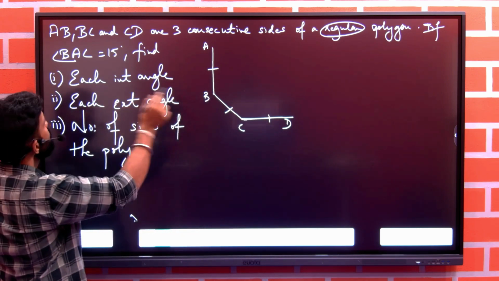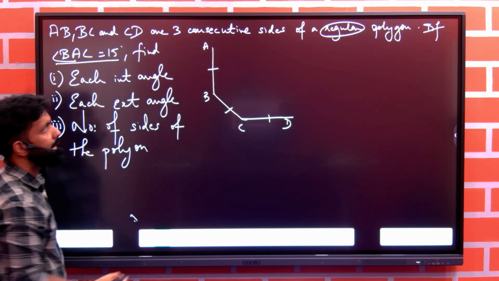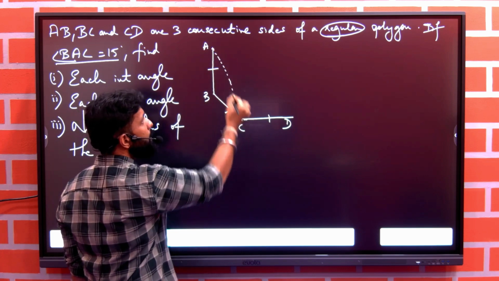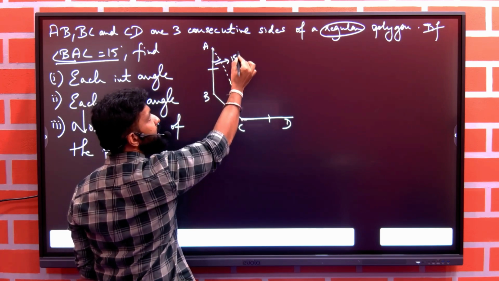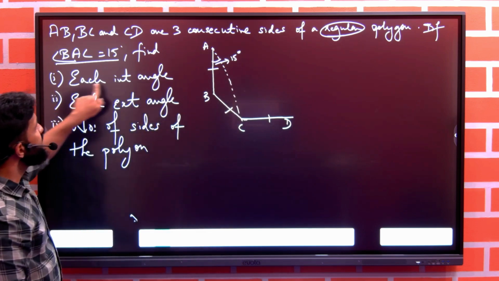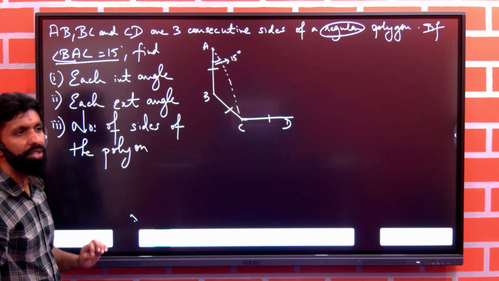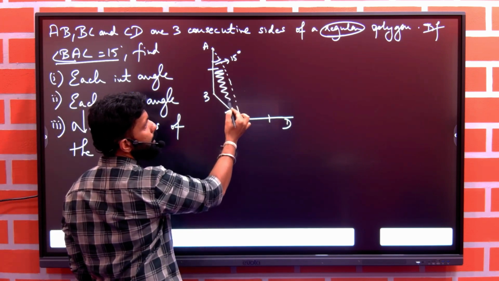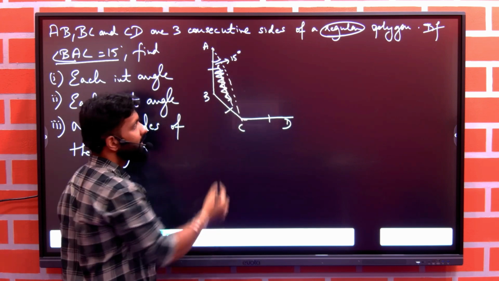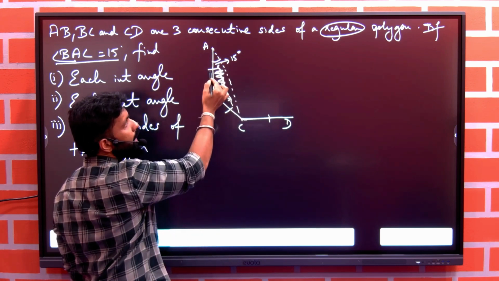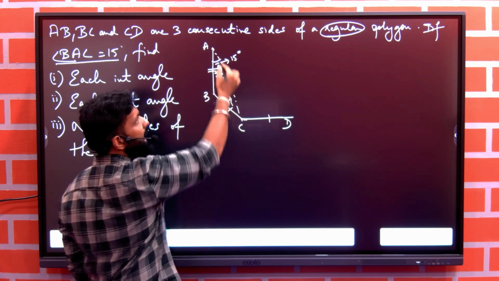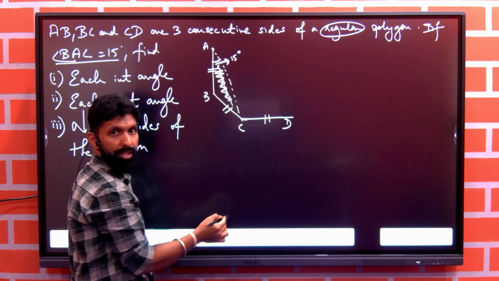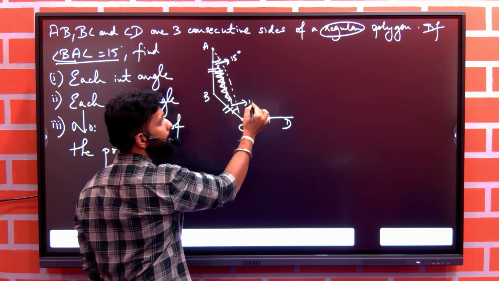Now, they have also told us that angle BAC is 15 degrees. BAC, so I try to join a line here. This angle is given as 15 degrees. Find each interior angle, each exterior angle and the number of sides. A pretty simple question. Now, if I talk about this triangle, can you understand that it is an isosceles triangle? These two sides are equal to each other and one angle is given to us. So if this is 15 degrees, by the isosceles triangle concept, this angle is also 15 degrees.